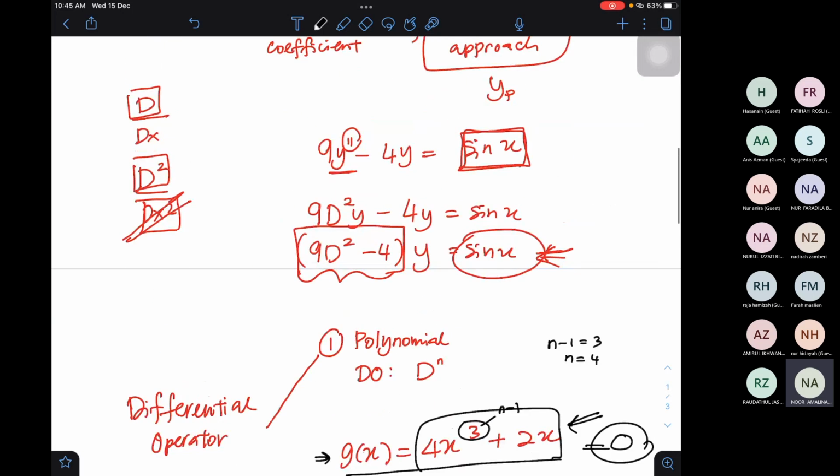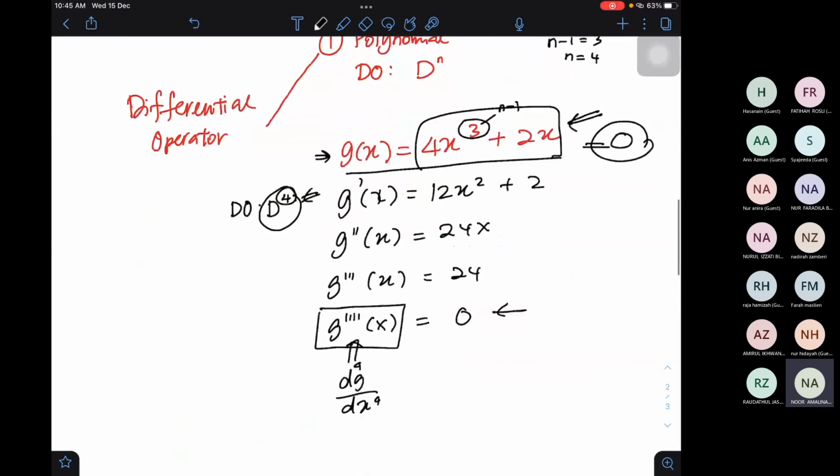And we discussed this earlier. The fourth derivative can be written as D^4, so we only take the operator, D^4. This operator we will later use to determine the form of our particular solution, YP.